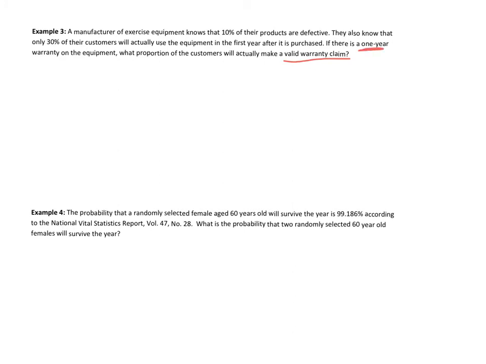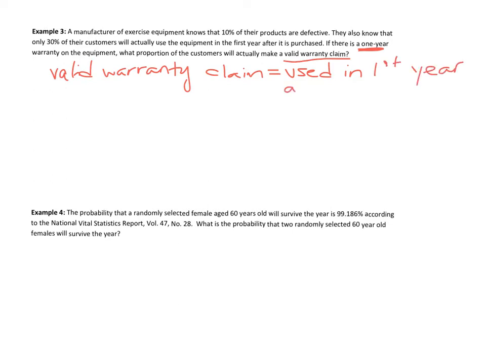It has to be within the first year, and they actually have to use it, because if they don't use it, they won't know whether it's defective. So a valid warranty claim means it's used in the first year and they have to discover it's defective. And then they'll get their warranty.